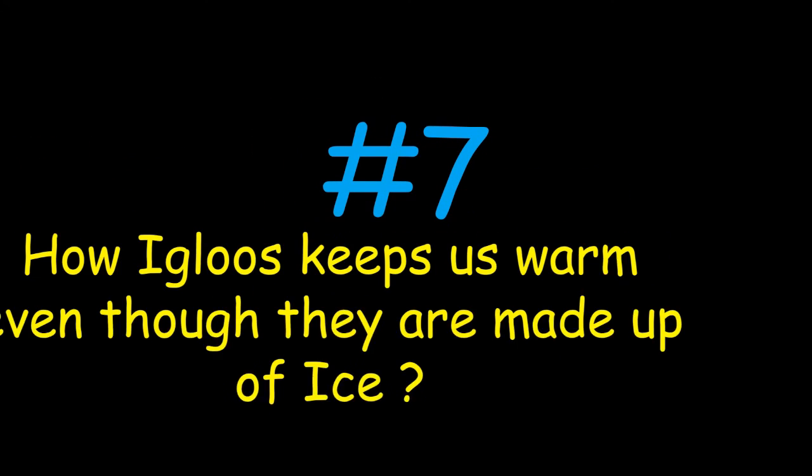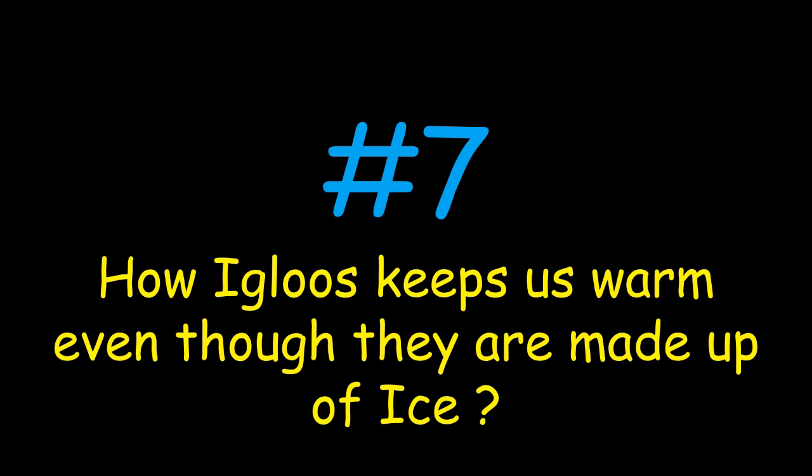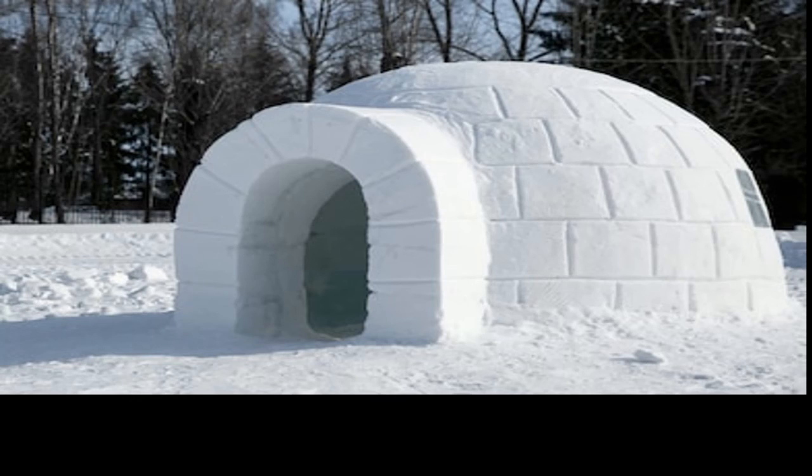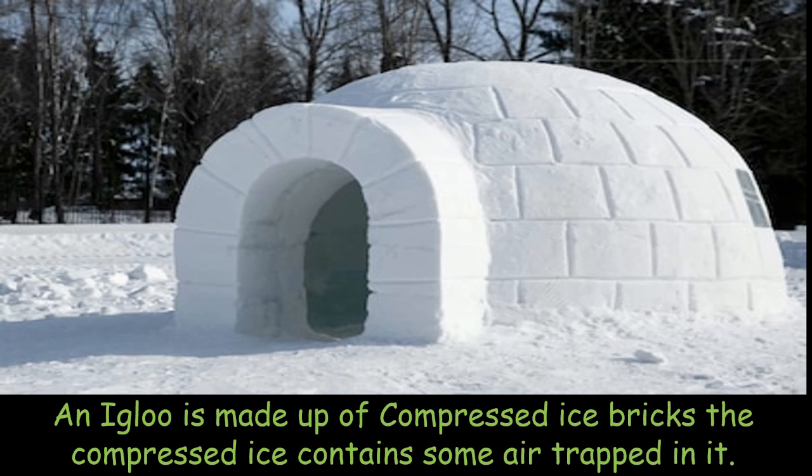At number 7, how igloos keep us warm even though they are made up of ice. An igloo is a dome-shaped structure made up of ice which is used by Inuits and found in cold places to keep them warm. Now you might have wondered, if they are made up of ice, how do they keep us warm? Let's find out. An igloo is made up of compressed ice bricks.